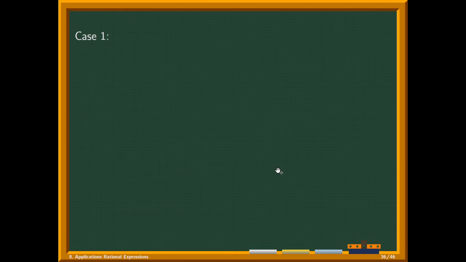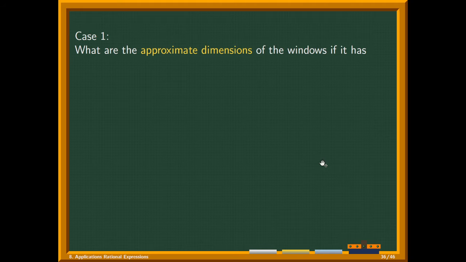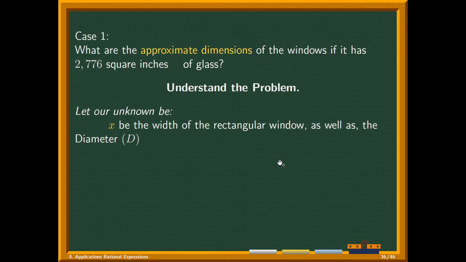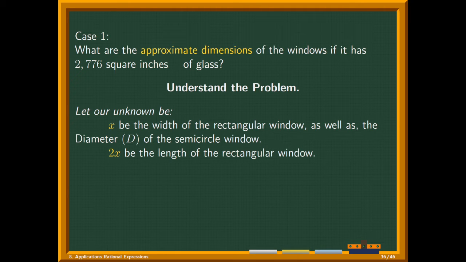So to start with, we will be using Polya's problem solving technique. What are the approximate dimensions of the windows if it has 2,776 square inches of glass? So first is to understand the problem. Let our unknown x be the width of the rectangular window as well as the diameter of the semicircle window. So 2x is the length of the rectangular window. Sorry for that. So the given is 2,776 square inches of glass raw material.